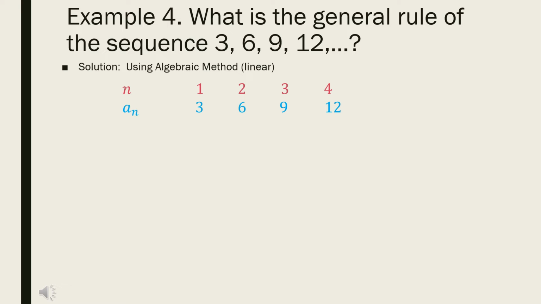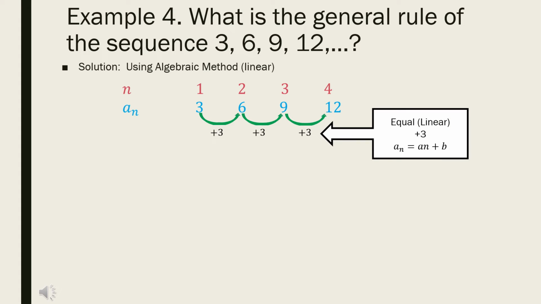Its corresponding terms are 3, 6, 9, and 12. As we establish the connection from one term to the next term, note that we have an increase of 3, and again they are equal right away. So we have to use the first format, which is a sub n equals a times n plus b, or an plus b. From there, we are going to formulate equations 1 and 2.